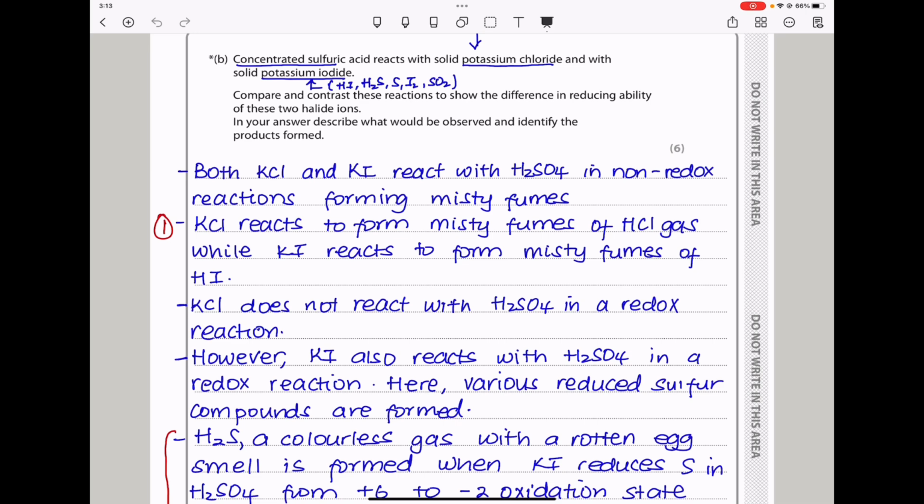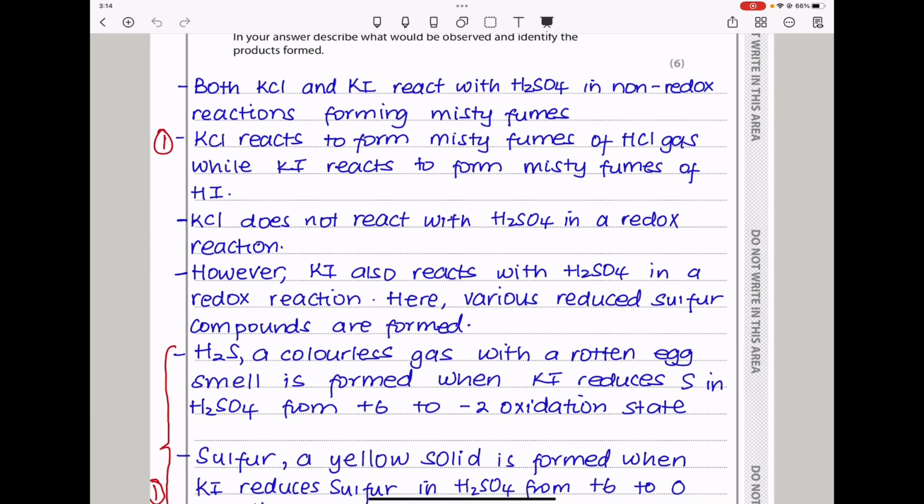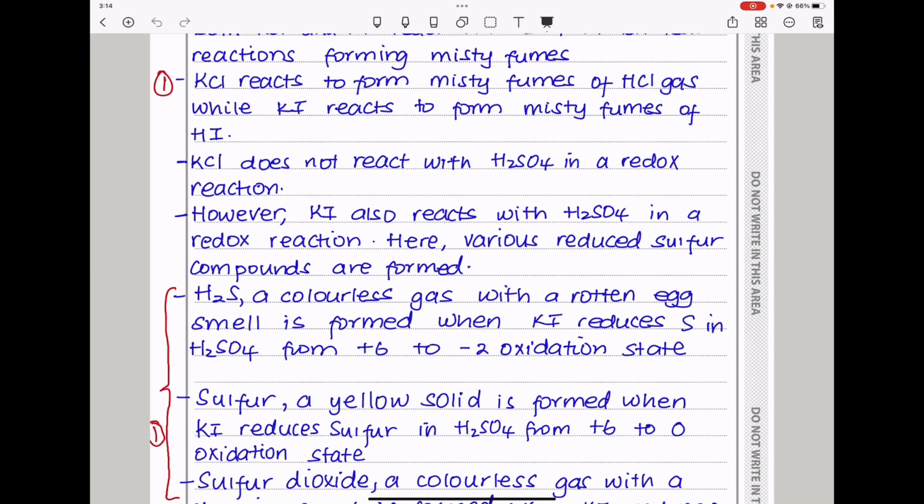So here I said, both potassium chloride and potassium iodide react with sulfuric acid in non-redox reactions forming misty fumes. KCl reacts to form misty fumes of HCl gas, while KI reacts to form misty fumes of HI. KCl does not react with sulfuric acid in a redox reaction. However, potassium iodide also reacts with sulfuric acid in a redox reaction. Here, various reduced sulfur compounds are formed.